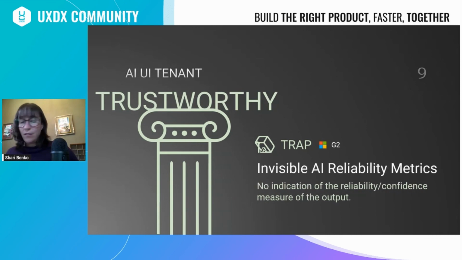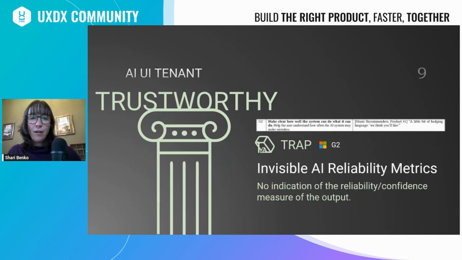The next one is another trustworthy tenant. The trap is invisible AI reliability metrics. So this is all part of the explainability of what the AI tool is doing, and the Microsoft guidelines are a little softer in the wording than mine. Hopefully you can read this, but in theirs, it says make clear how well the system can do what it can do, help the user understand how often the AI system may make mistakes.